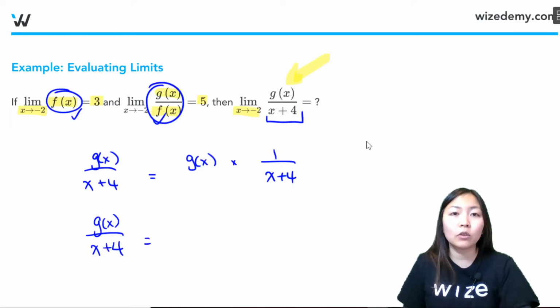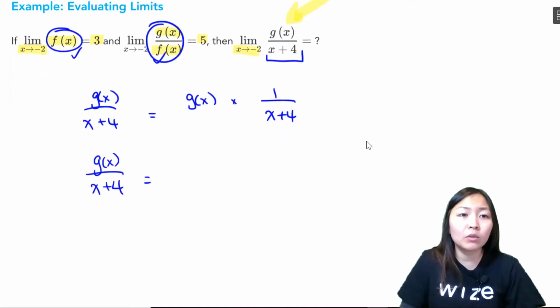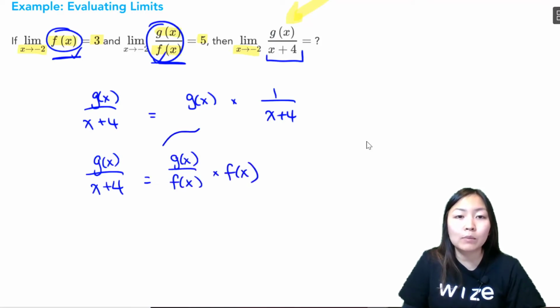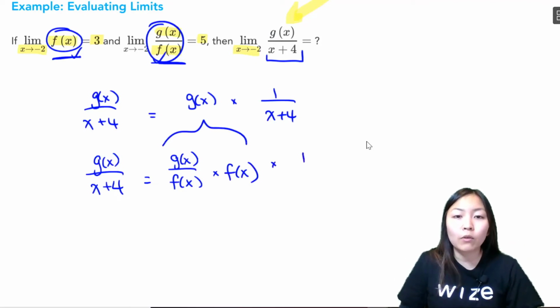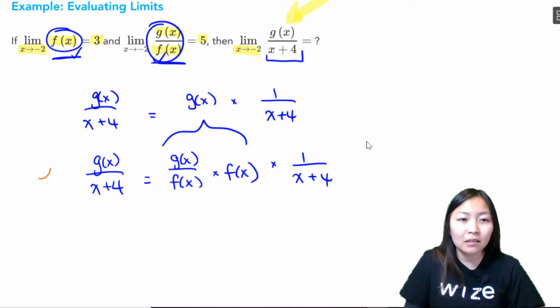And g of x, if you notice, is just the product between f of x and g of x over f of x. So I can rewrite this as g of x over f of x times f of x, which will make up this part right here because the f of x technically cancel, times 1 over x plus 4. So now when I want to find the limit of the left-hand side, that's just going to be the limit of the right-hand side.